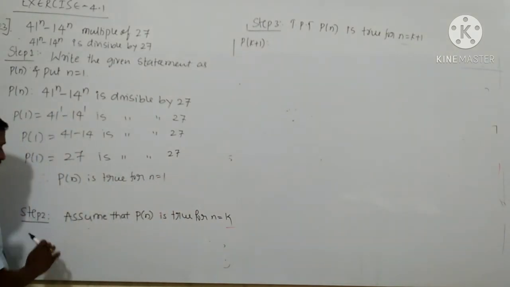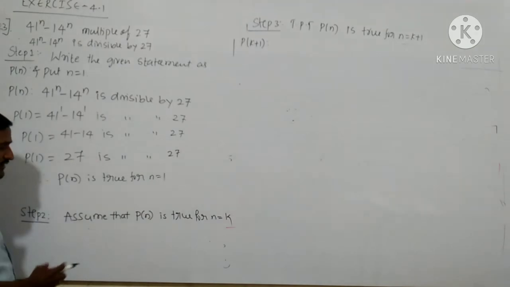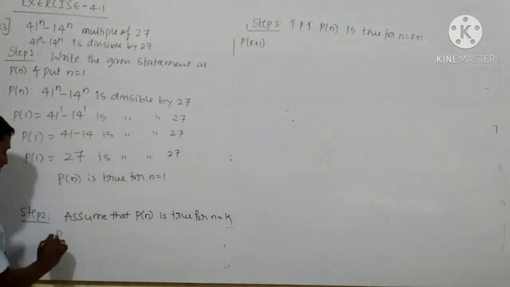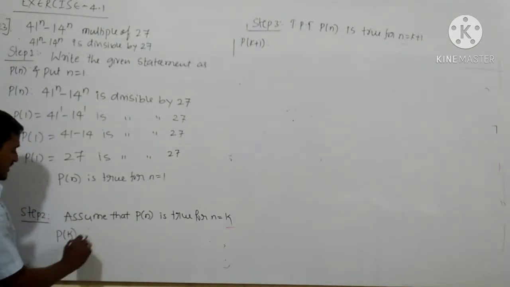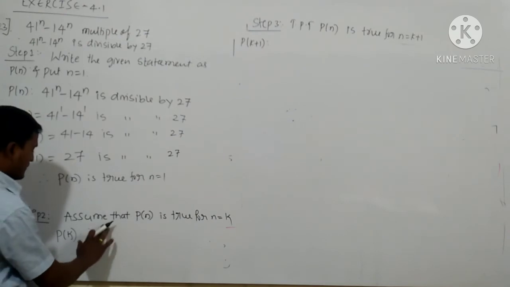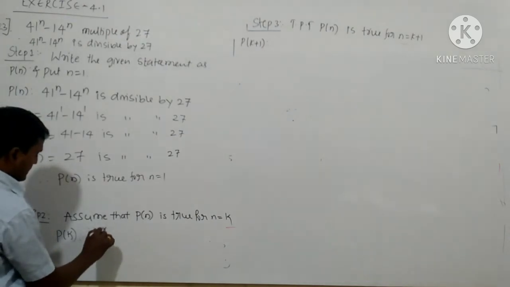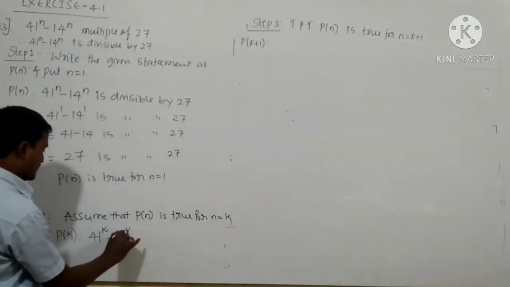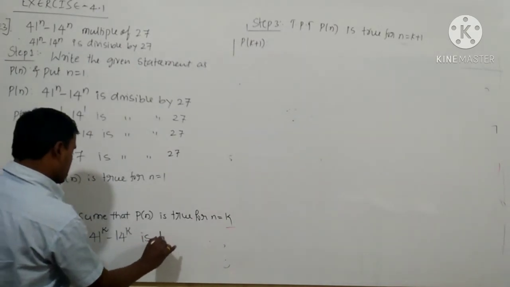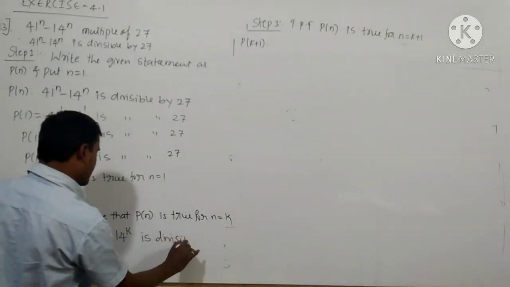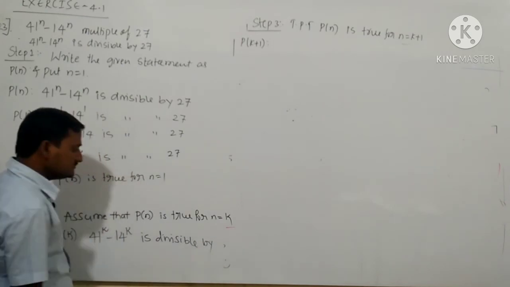Now next we have to go to the second step. Assume that P of n is true for n is equal to k. Replace the value of n by k. Hence here it is 41 to the power k minus 14 raised to k is divisible by what?